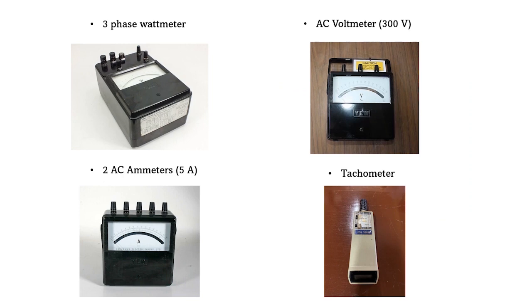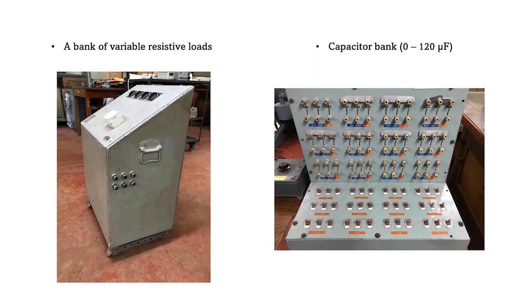Further, we'll need a 3-phase wattmeter, an AC voltmeter of 300 volts, 2 AC ammeters of 5 amperes, and a tachometer. Finally, we'll need a bank of variable resistive loads as shown here to your left and a capacitor bank of the range 0 to 120 microfarads. This is shown in the figure on the right.